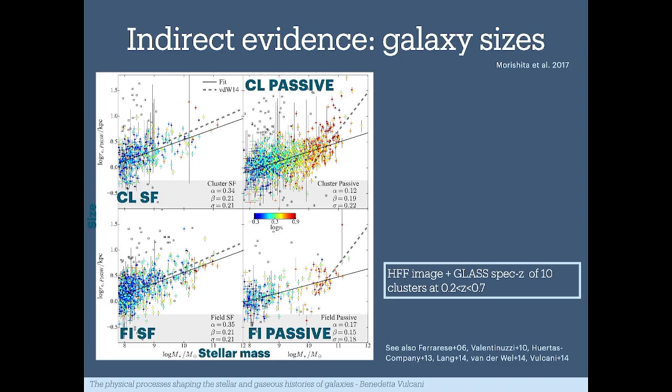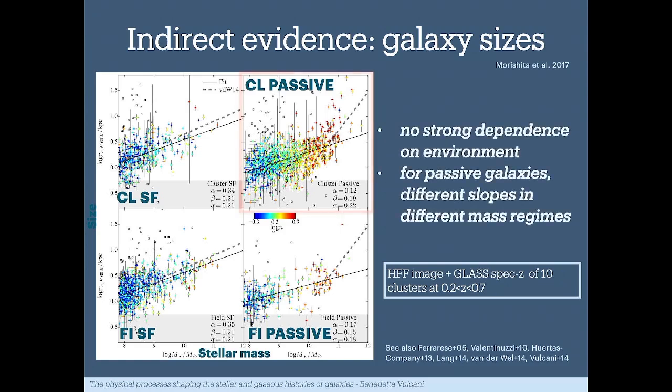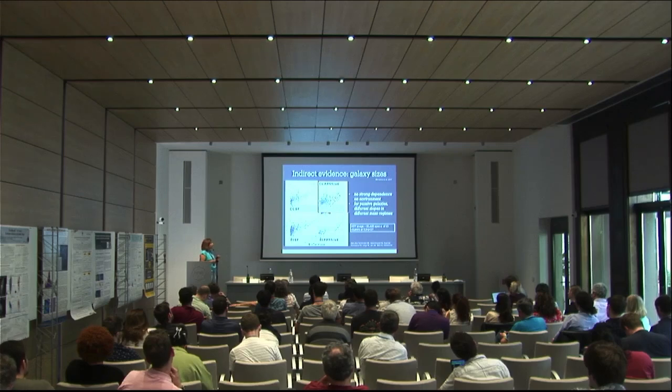Here, there is the size-mass relation of galaxies in clusters in the top, in the field in the bottom. Star-forming galaxies on the left, passive galaxies on the right. And this is done at redshift around 0.5. So, first of all, we see that there is not a huge difference between the size-mass relation in the different environments. But what is important is that in passive galaxies, we actually see two different slopes. Passive galaxies must come from the field star-forming population, at least the quenched ones.